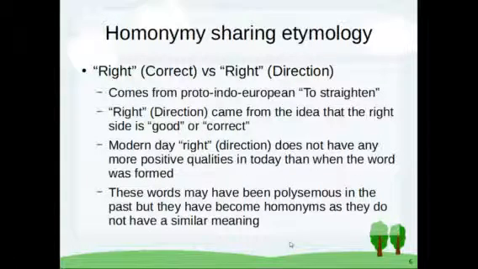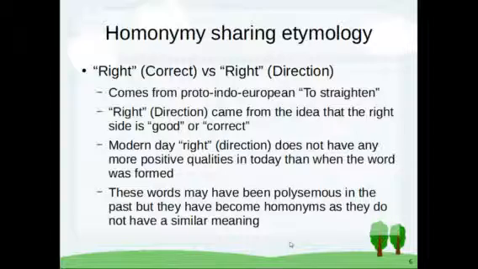So, the word right, as in correct, versus right as in direction. It comes from the same cognate, to straighten, and direction comes from the idea that the right side is good or correct. So the modern day right direction does not have any more positive qualities than when the word was formed.